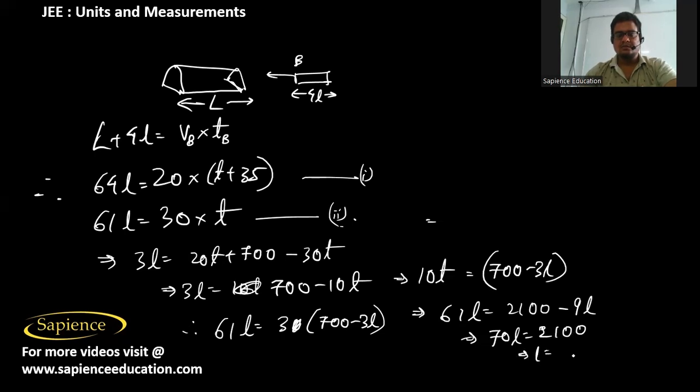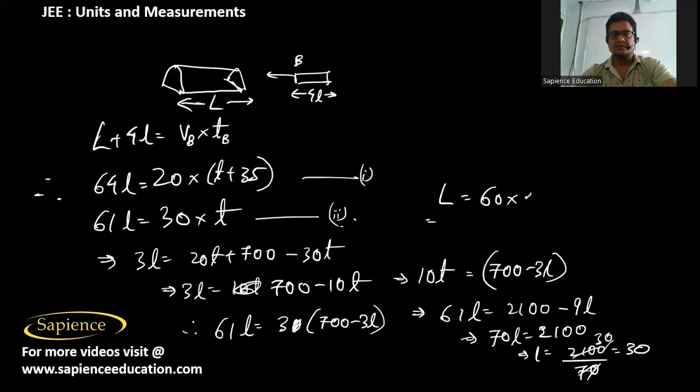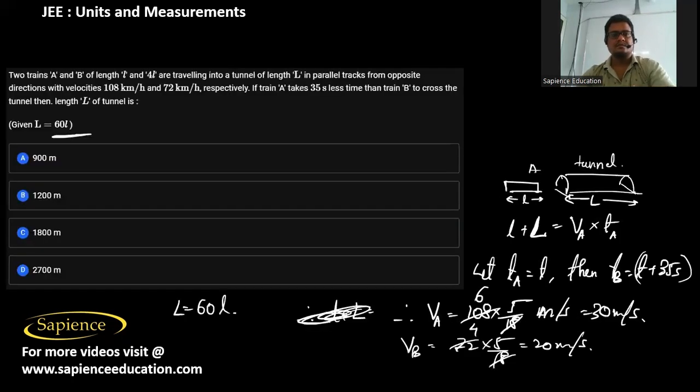Therefore L will be equal to 2100 by 70. So this will be 30. And then, we have to find the length of the tunnel, not the length of the train, that is 60L. So it will be 60 into 30 meters. So that is 1800 meters. 1800 meter is the length of the tunnel. So option C is the correct answer.